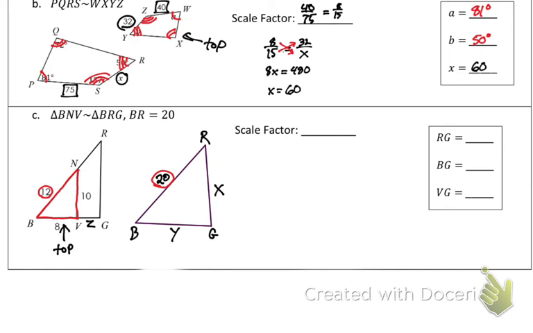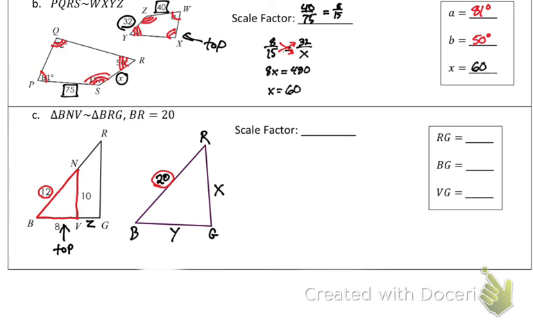If you're not sure about that, just look at your name. It says BN and BR. So BN and BR must be corresponding spots. So I circle BN and BR. I'm also going to notice 10 and x are going to be corresponding spots.